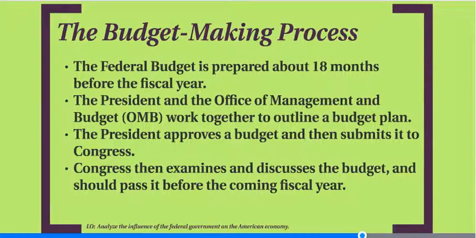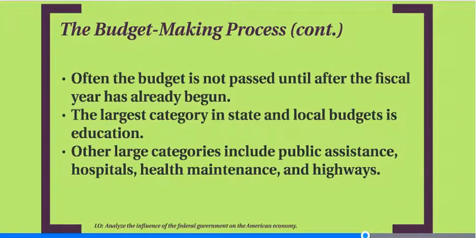The federal budget is prepared about 18 months before the fiscal year. The President and the Office of Management and Budget, or OMB, work together to outline a budget plan. The President approves a budget and then submits it to Congress. Congress then examines and discusses the budget and should pass it before the coming fiscal year. Often the budget is not passed until after the fiscal year has already begun.